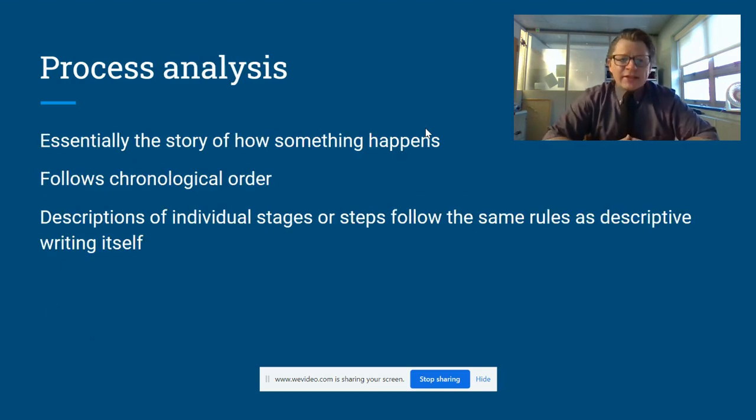So then, a process analysis is essentially the story of how something happens. It follows chronological order, and the descriptions of individual stages or steps follow the same rules as descriptive writing itself. But there you can see that we've got narration and description there within the way that we put the steps or stages or points together, and then also in the way that we assemble those things so that they all make sense in some point that we're making.